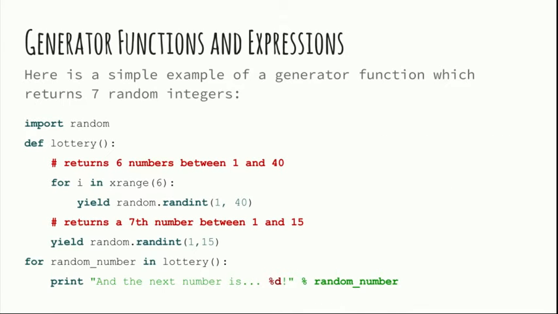Here is a simple example of a generator function which returns 7 random integers. import random. def lottery(): returns 6 numbers between 1 and 40. for i in xrange(6): yield random.randint(1, 40). Returns a seventh number between 1 and 15. yield random.randint(1, 15). for random_number in lottery(): print "and the next number is", random_number.